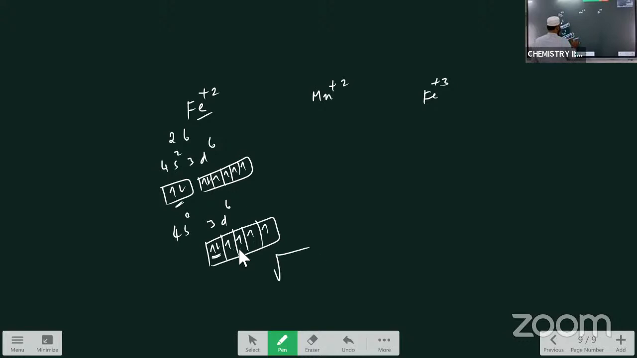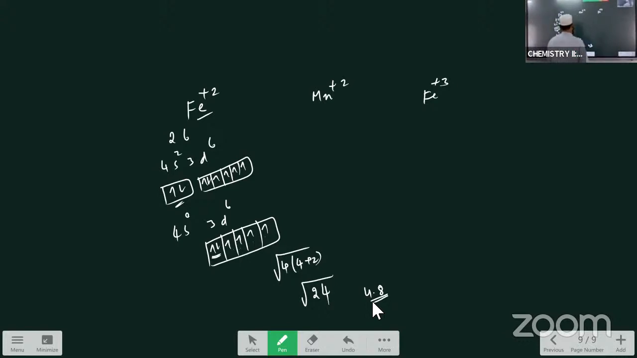Under root, how many are there? 4 unpaired electrons, n into n plus 2. So this is the formula. So how many is it? Here it becomes 6 into 4, under root 24. Okay, so this is 24. Root 24, 5 5s are 25, so the root value is 4.8 or 4.9. What is the value of root 25? It will be 5. With 24, you can write 4.8 or 4.9 here.